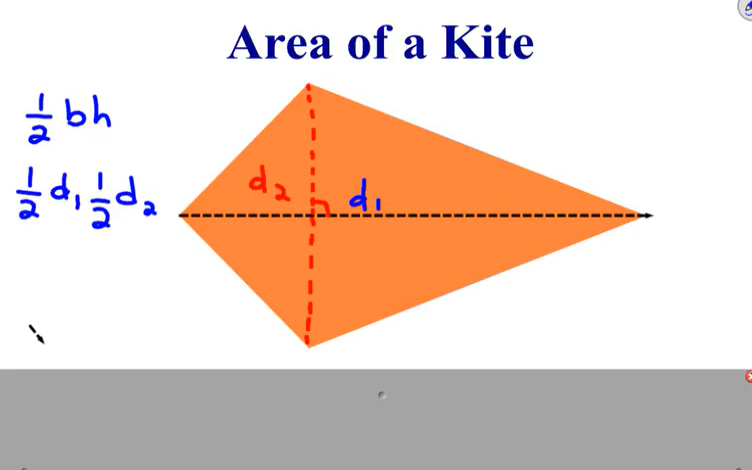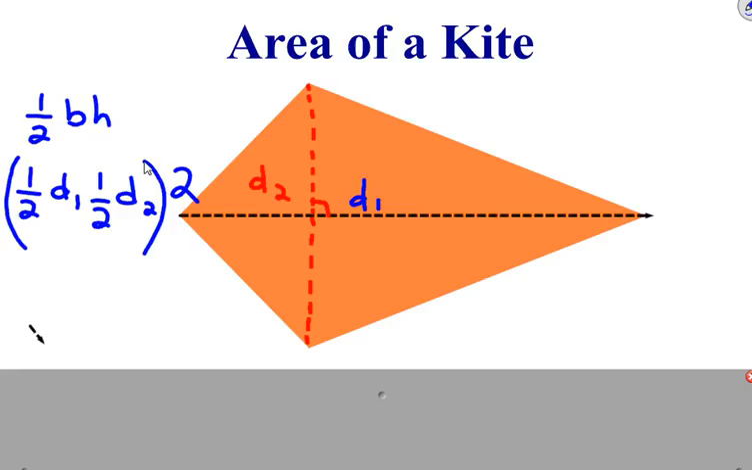Now the area of the bottom triangle is going to be exactly the same, right? It's going to be 1/2 the base, which is diagonal 1, times the height, which is again half of diagonal 2. So really what we need to do here is double this, multiply by 2.